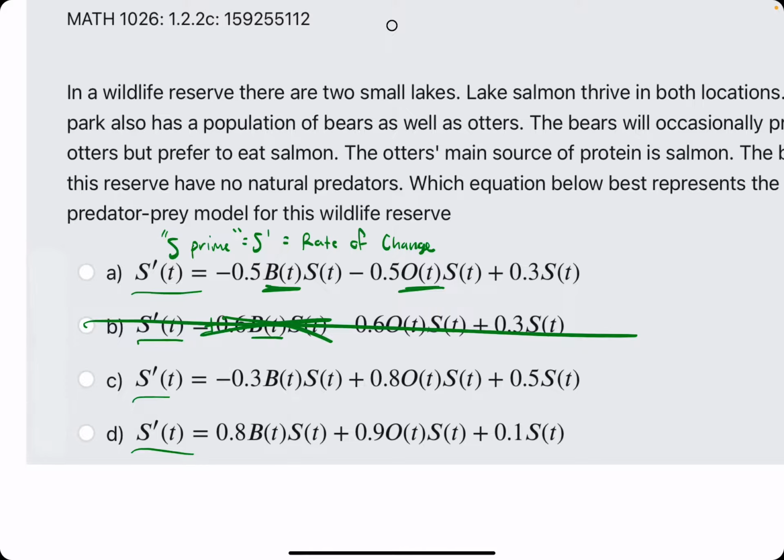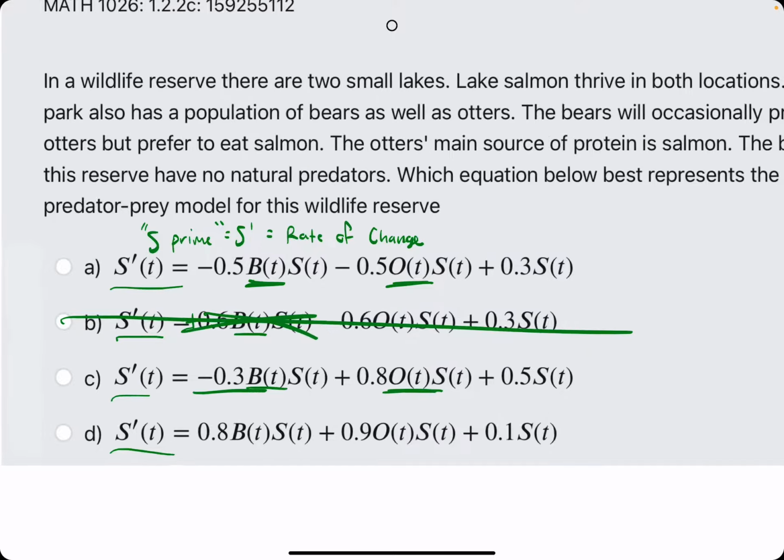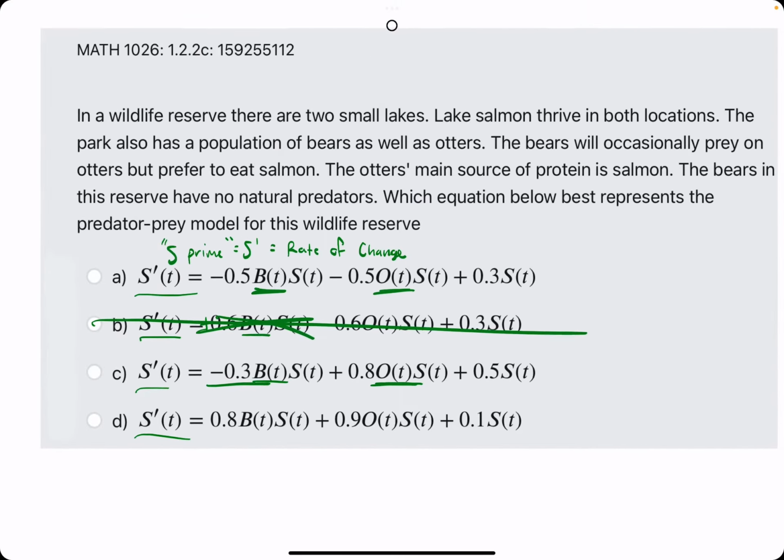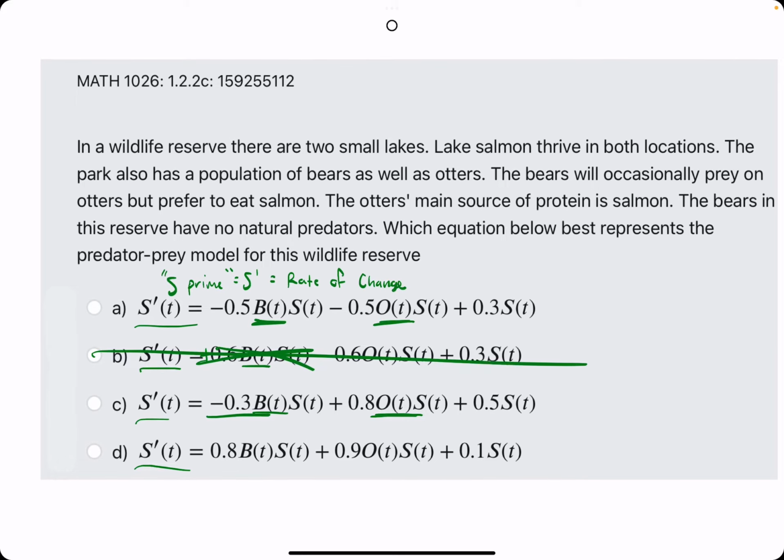Looking at option C, there is a negative where the bear population is, which is good because it's saying the more bears there are, the less salmon there are going to be. It's going to have a negative effect on the amount of salmon. However, where we see the O, the otter population, it has a positive next to it. So that's saying the more otters there are, the higher the salmon count is going to be. It's going to have a positive effect on the salmon. But that's not right because otters also prey on the salmon. So this makes C false.